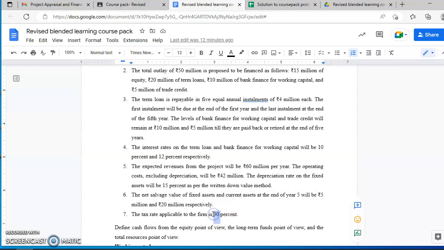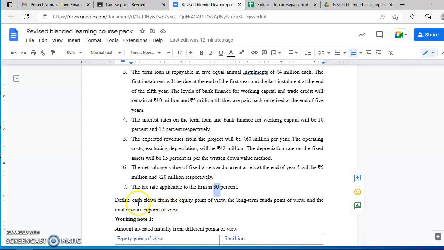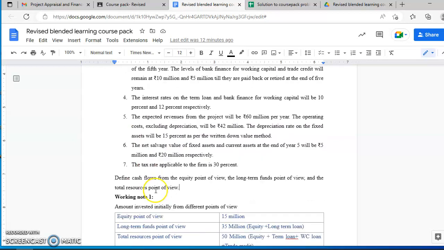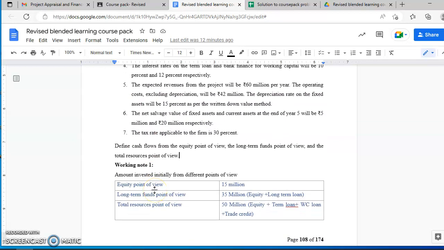Tax rate is 30%. Now, they've asked you to find out or define the cash flows from the equity point of view, the long-term fund point of view, and the total resources point of view. Like I said, in the class, I have shown you the facts of the case. You can refer to that, but due to the time, I will not be able to shoot the entire thing here. Let's quickly take, how do we take the amount that is invested initially, which means we are talking about the initial investment.